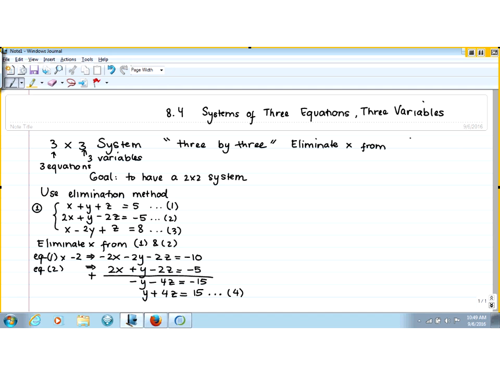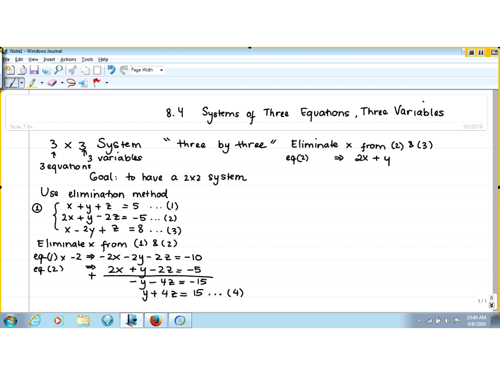2 and 3 or 1 and 3. So which one? 1 and 3? Or 2 and 3? It doesn't matter. 2 and 3? You want 2 and 3? Okay. Can you do 1 and 3 though? Yes, you can. So you want 2 and 3? Okay. So equation 2, what do we do? We just keep it? Okay.